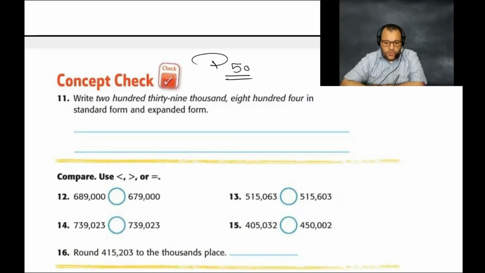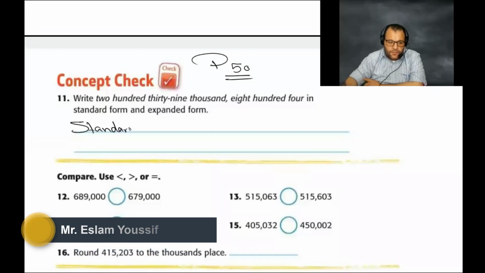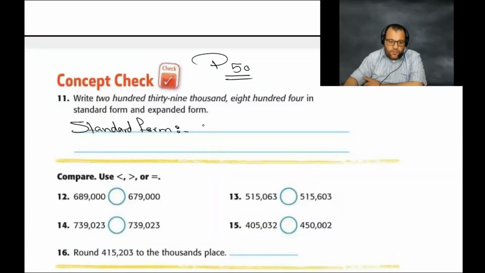Elias, question number 11. I need to write in a standard form. Give me the digit from left to right. Write it and give me the digit. Okay, 2. I will write the digit 2. That is the standard form. Then 3, 9, 8, 4. By this way?